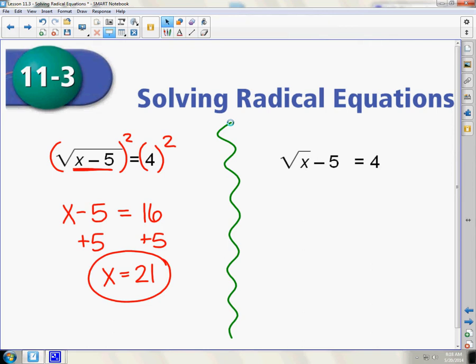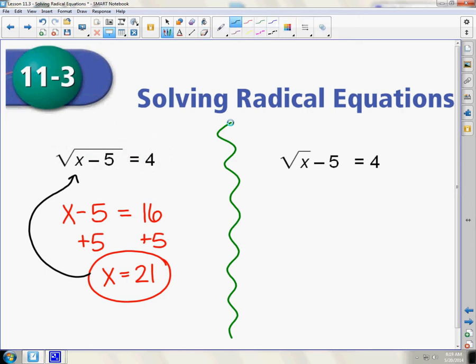Now, here's the important part. You need to put this back in. 21 minus 5 is 16, and the square root of 16 equals 4. So it works for the original equation. You want to put it back in for the original equation.